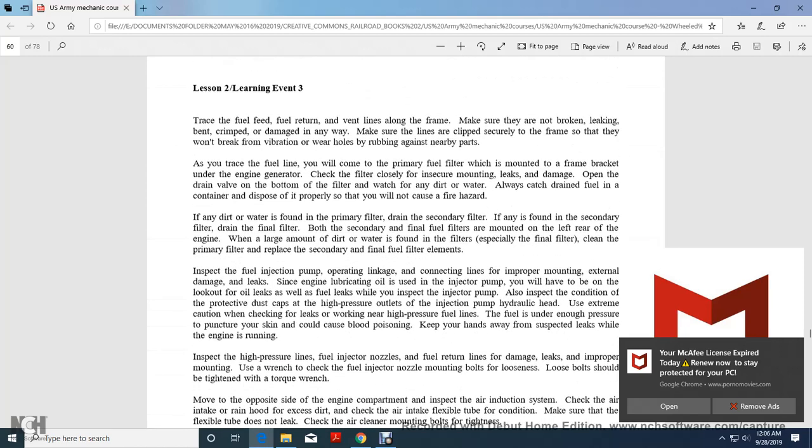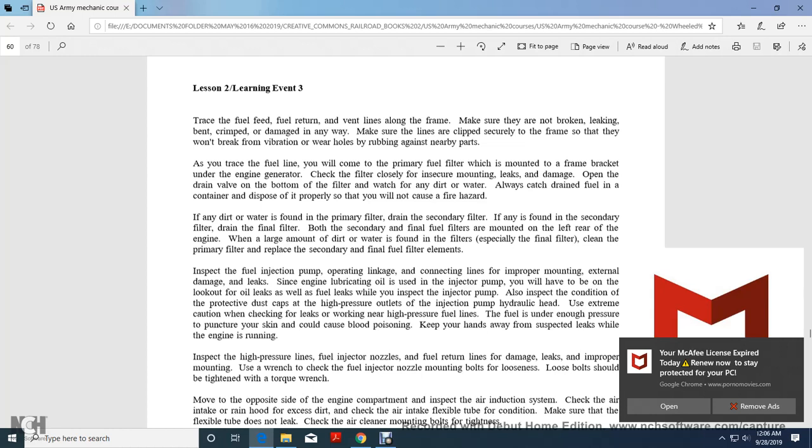Trace the fuel feed, fuel return and vent lines along the frame. Make sure they're not broken, leaking, bent, crimped or damaged in any way. Make sure the lines are clipped securely to the frame so that they won't break from vibration or rub against nearby parts. The fuel line will come back to the primary fuel filter, mounted on the frame bracket under the engine generator. Check the filter closely for insecure mounting, leaking and damage.